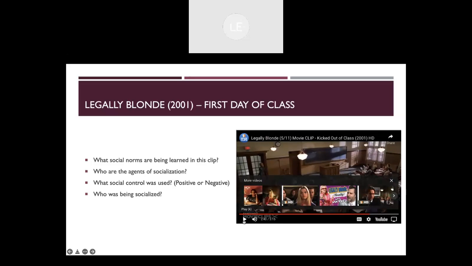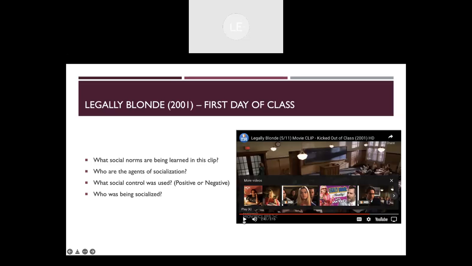Okay, so here we see again a couple of different ways in which socialization was happening in this class. The norm of being prepared for the class was enforced by the teacher asking Elle Woods to leave. Also, the teacher brought in another student to act as an agent of socialization as well. The social control, as I said, was getting her to leave.